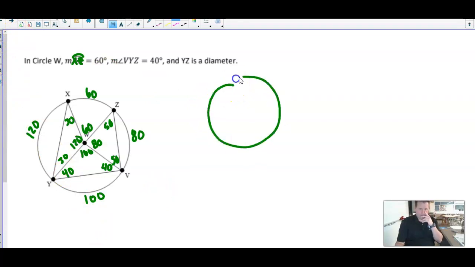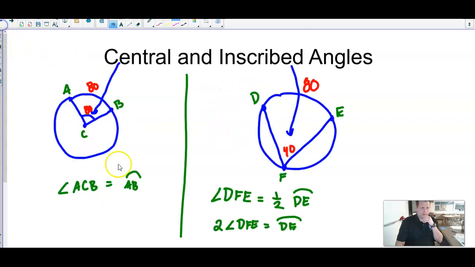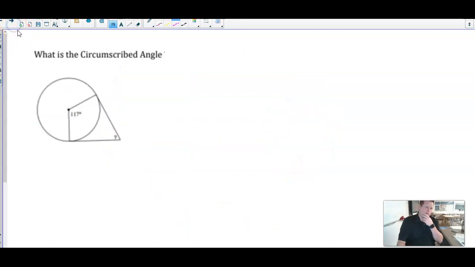If you want to see them just by themselves, just look right here, guys. This is 80, that's 80. This is 80, that's 40. Don't forget those. There's one other last thing.